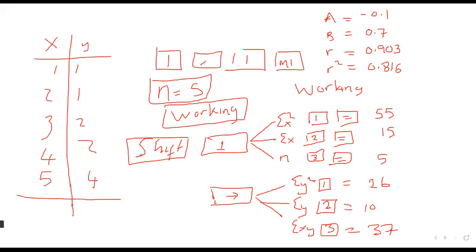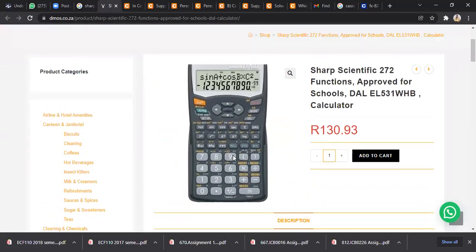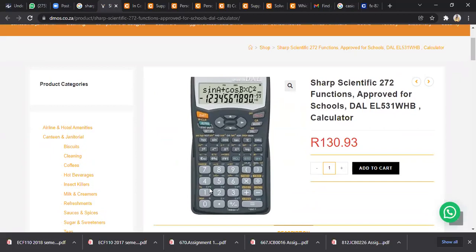Now, when it comes to regression, the smartest calculator, the sharpest calculator, is Sharp. So for the Sharp calculator, you press mod, then 11, mod, then 11. Are you there? Those that are using the Sharp?